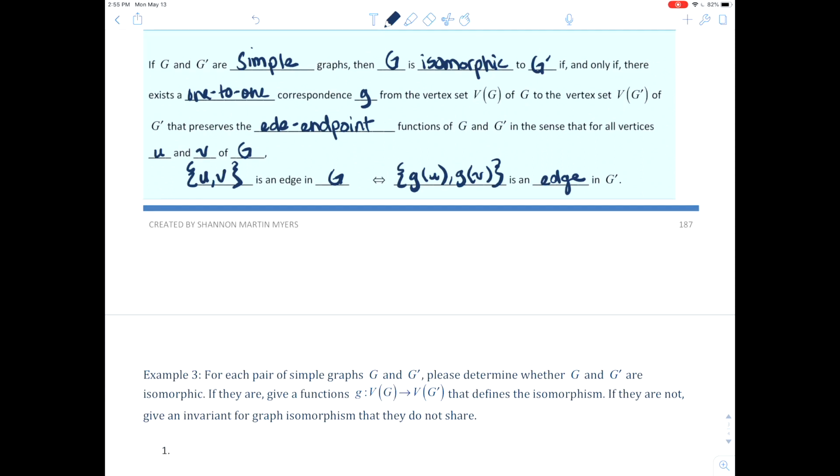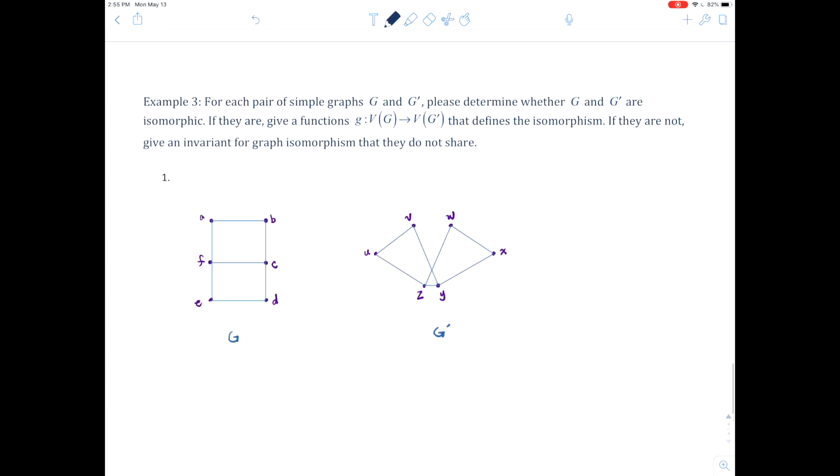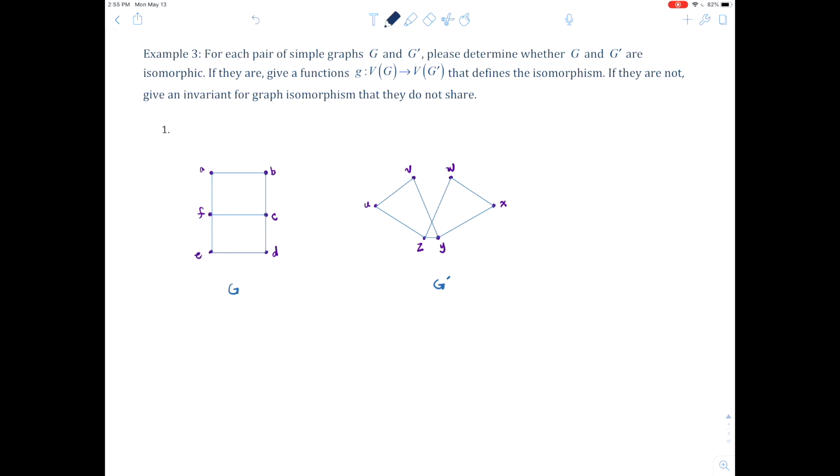Okay, so again, let's show this definition by using an example.